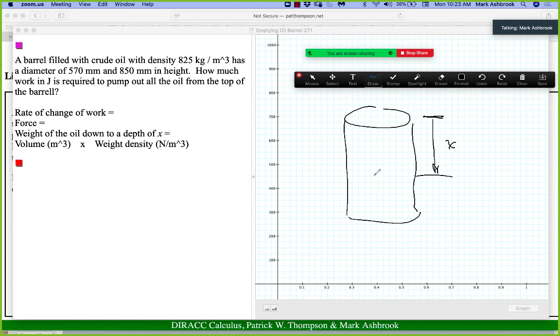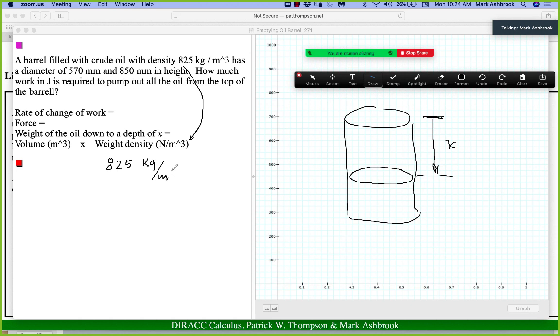Okay, and so the force on x depth of oil, right? The force on x depth of oil is going to be the weight of that depth of oil. And so how do we calculate that weight? We have a mass density. So we're going to need weight density. How are we going to get from mass density in kilograms to weight density? We multiply by the acceleration due to gravity.